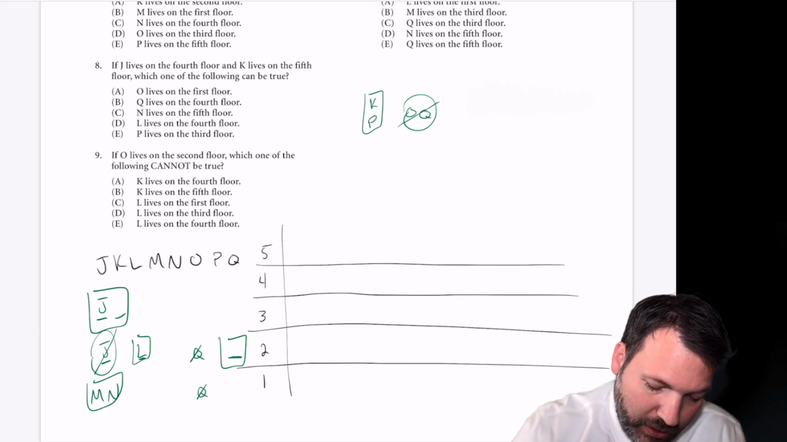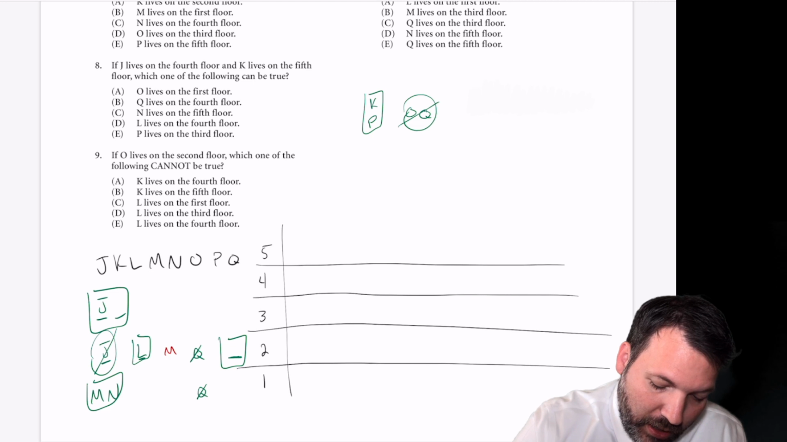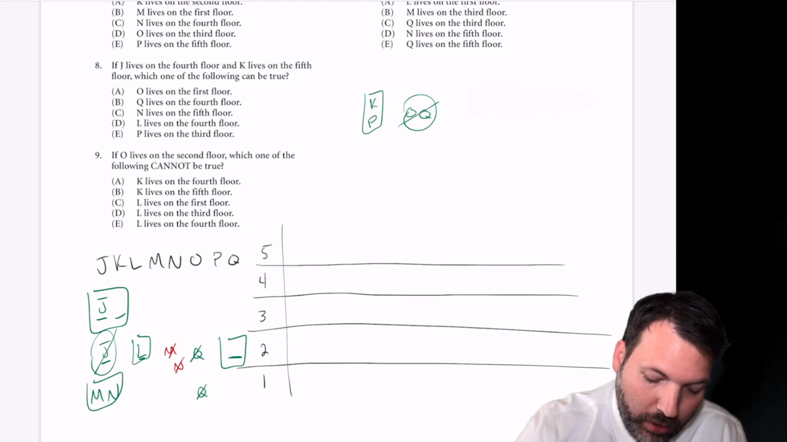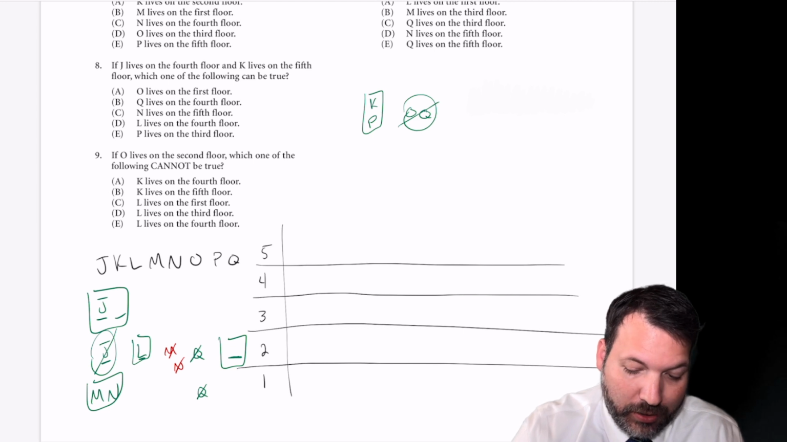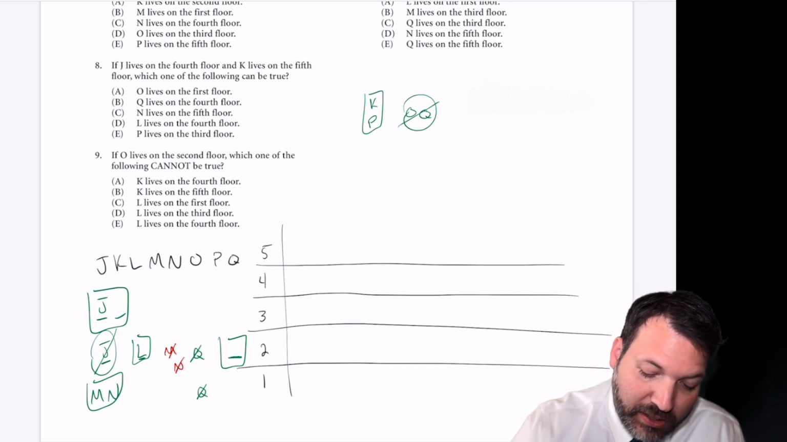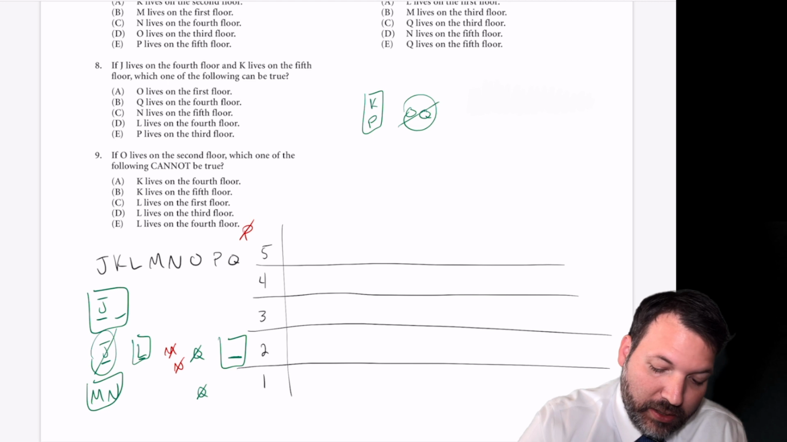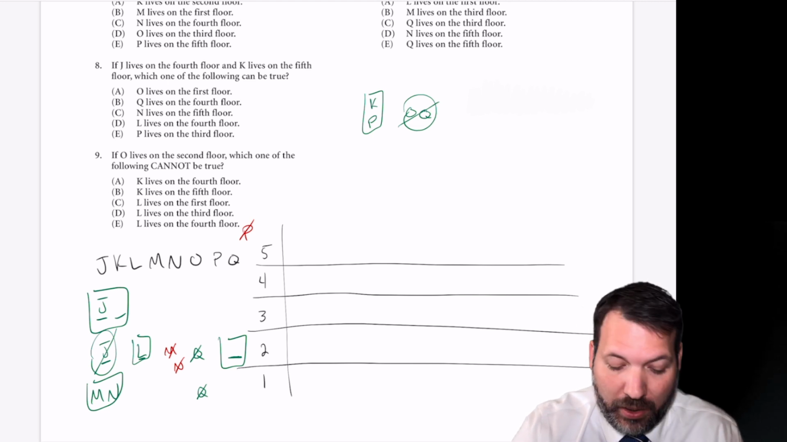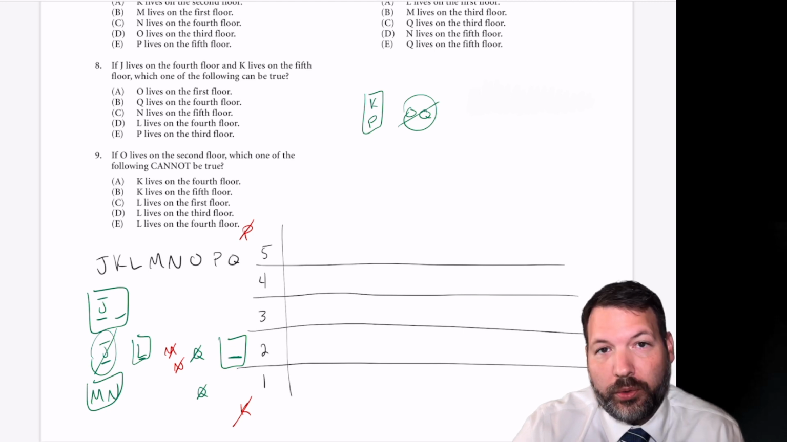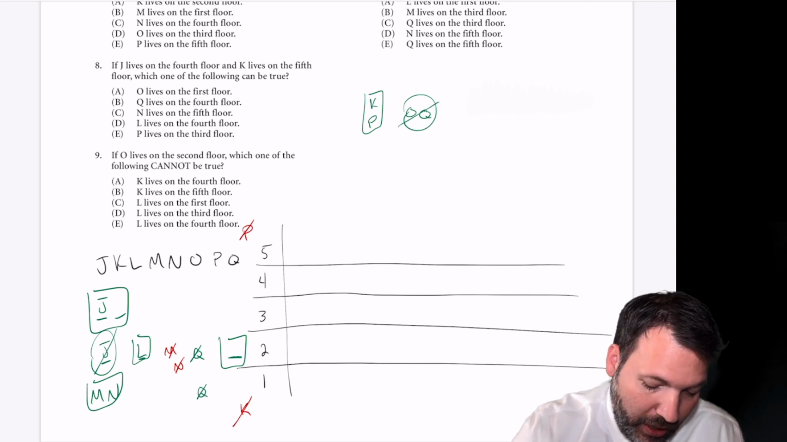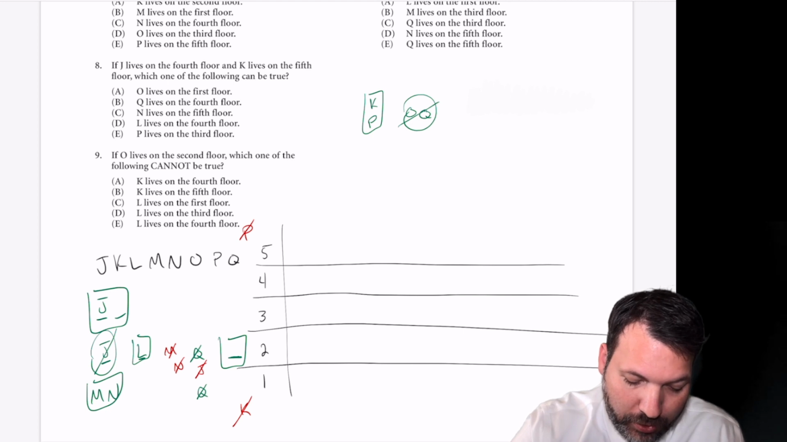What are some things we can say? We know M and N cannot be on floor 2 because floor 2 definitely only has one person and M and N are together, so that's no good. We can say things like there's no way P is on floor 5 because then K couldn't be above P. And in the same way, there's no way K could be on floor 1. What else can we say? J also cannot go on floor 2. J's not a person who can be by him or herself.